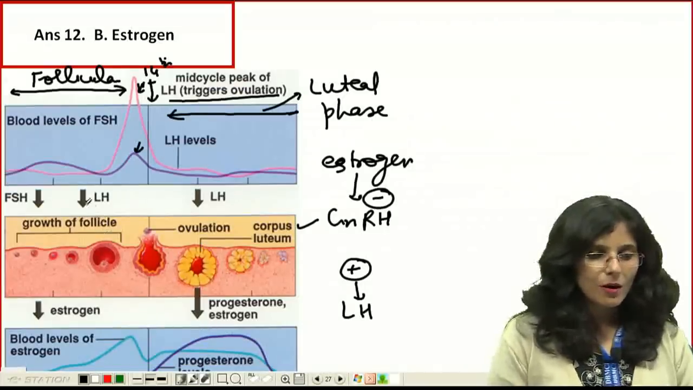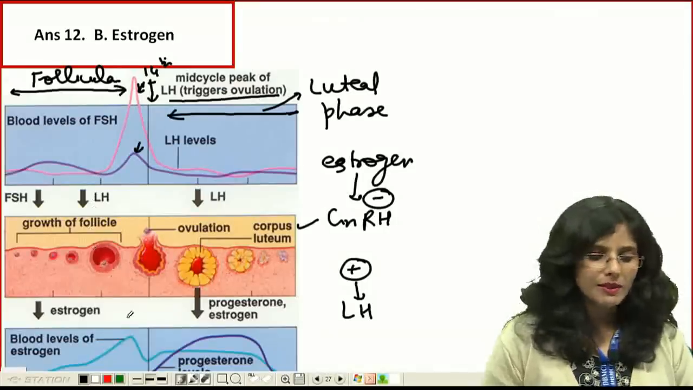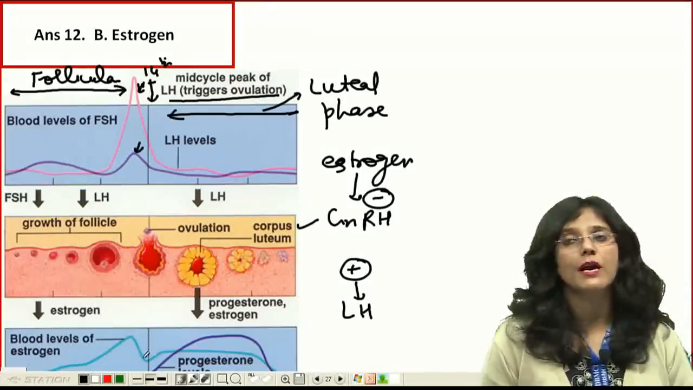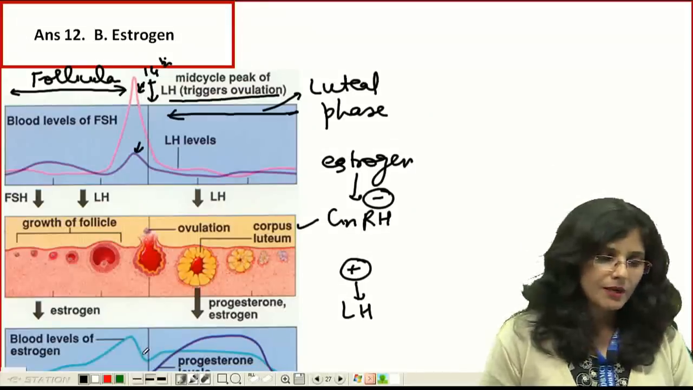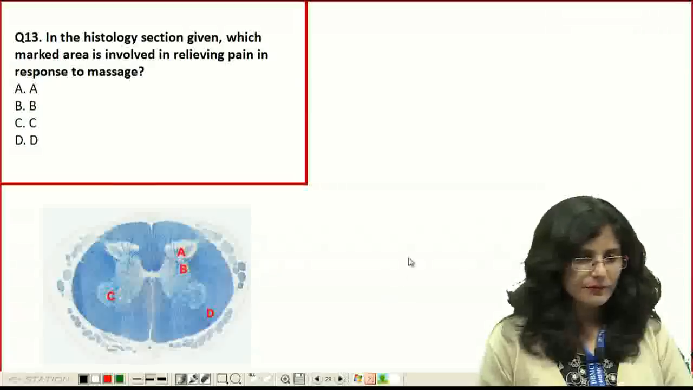So if you compare, although the FSH is a little high in the initial phase, it reduces again, but the estrogen is the hormone which is continuously increasing and continuously found in higher concentration in the pre-ovulatory phase or the follicular phase. So the answer is estrogen.